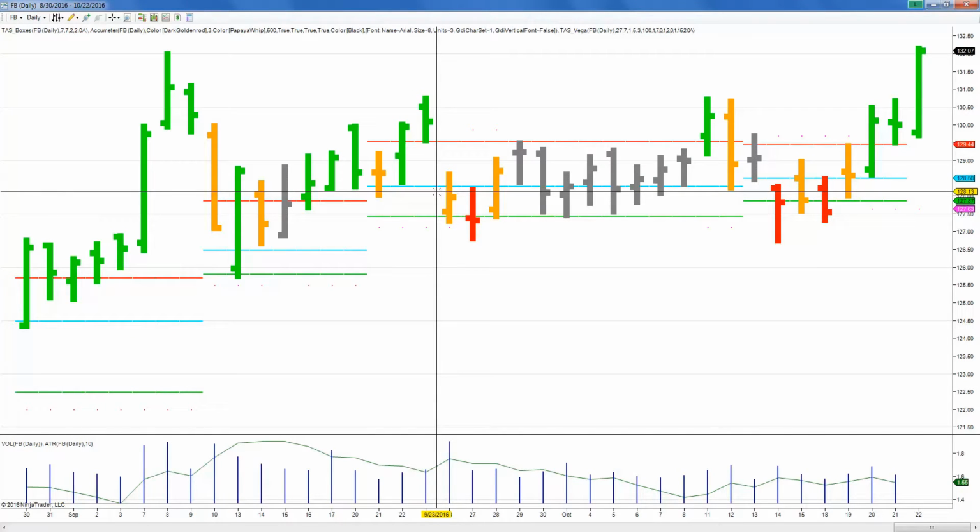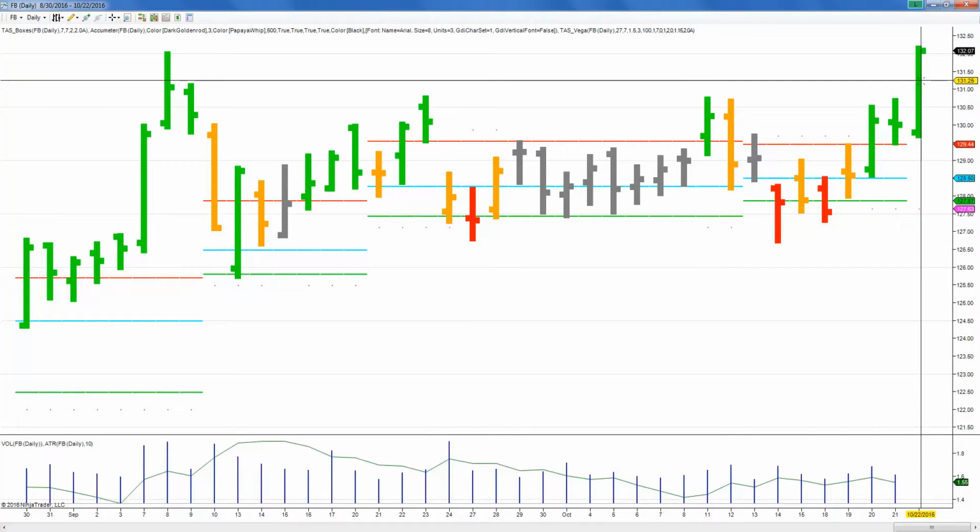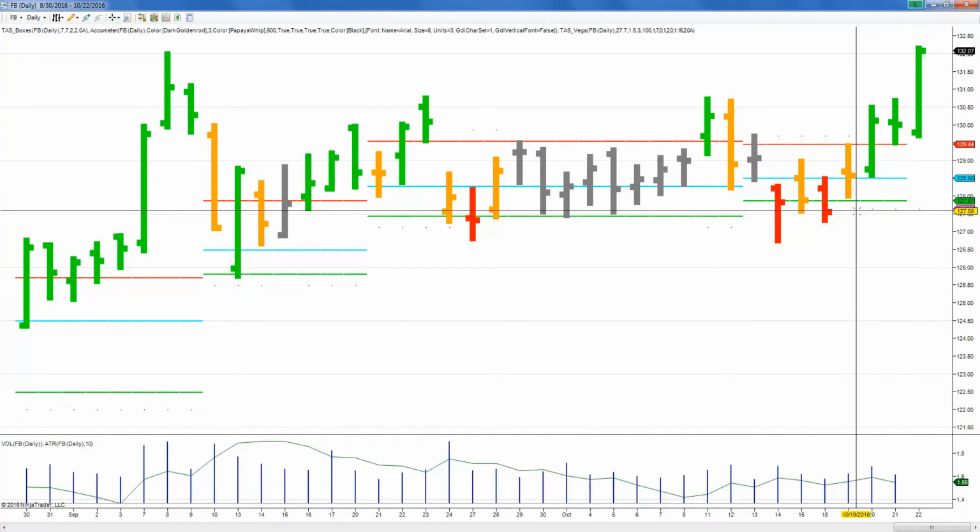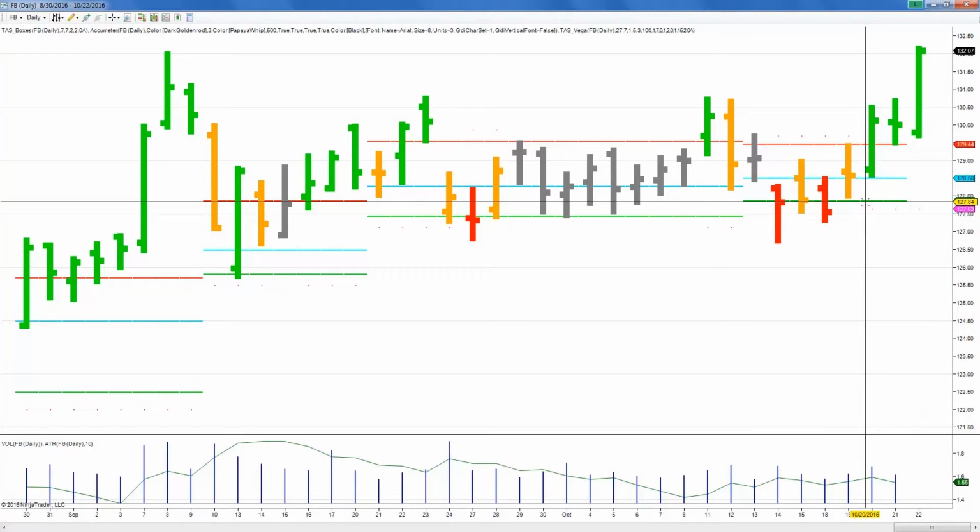Now, to place our trade, we could go long right here at this most recent bar, and then we would place our stop below the green line here, which is right below our value area.